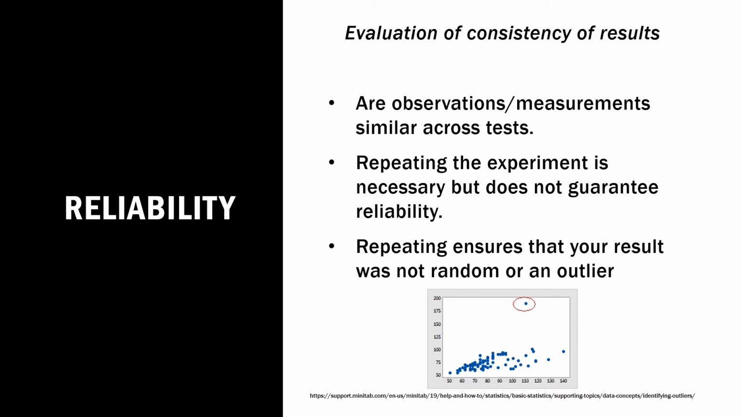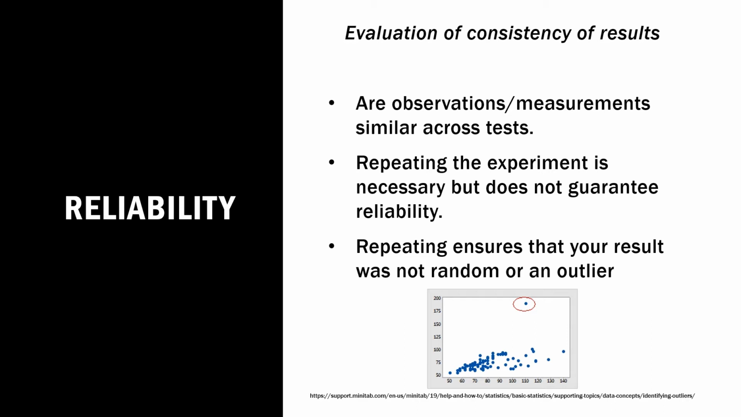The next criteria that we can evaluate experiments on is reliability. Now, this is the evaluation of the consistency of the results. So essentially, what we're looking at is determining whether or not our observations or measurements are similar across multiple tests. Now, there may be a little bit of a misconception that you may have. It depends on what you were taught in earlier years, but there is a general misconception that repeating the experiment is our way to get reliability. But in fact, this doesn't actually guarantee our reliability.